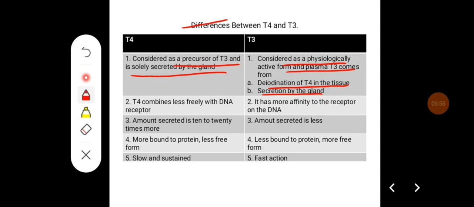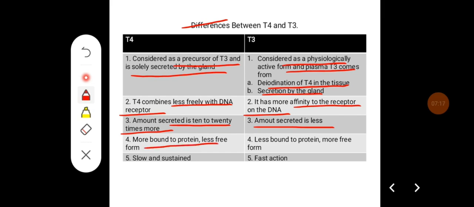T4 combines less freely with the receptor on the DNA, whereas T3 has more affinity to the receptor on the DNA. The amount of T4 secreted is 10 to 20 times more, whereas the amount of T3 secreted is less. T4 is more bound to protein and less in free form, and T3 is less bound to protein and more in free form. T4 has a slow and sustained action, whereas T3 has a fast action.